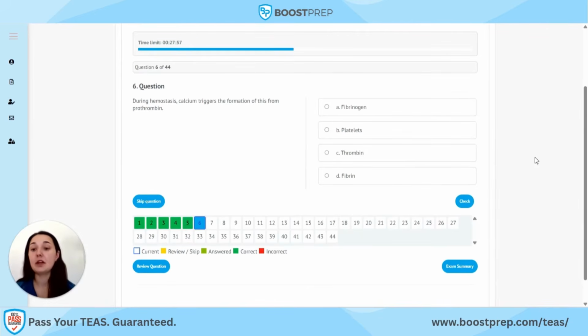Question 6. During hemostasis, calcium triggers the formation of this from prothrombin. A. Fibrinogen. B. Platelets. C. Thrombin. D. Fibrin.